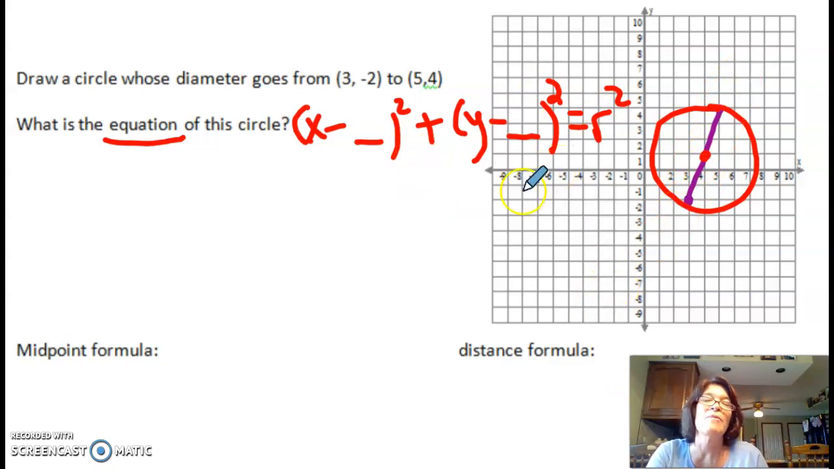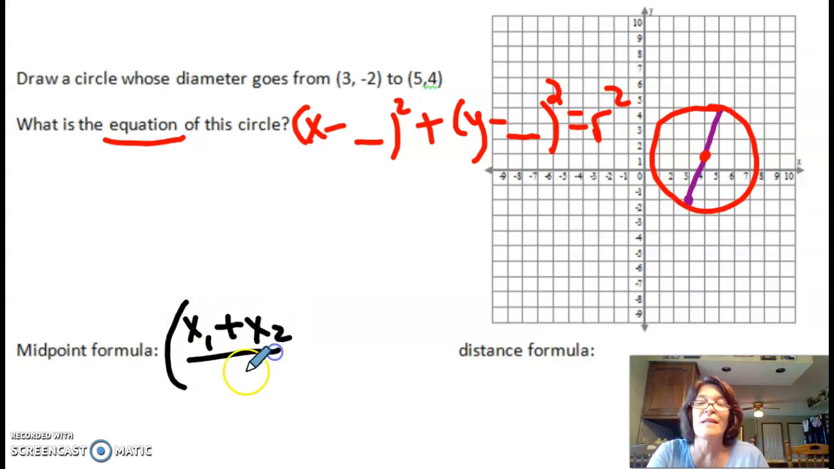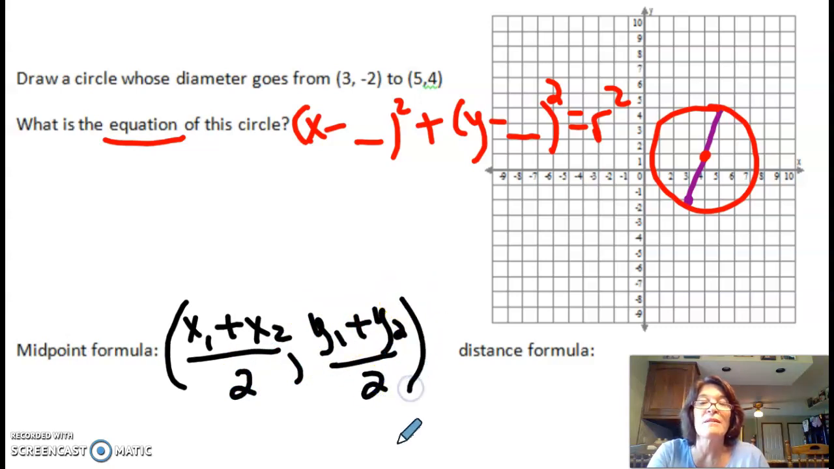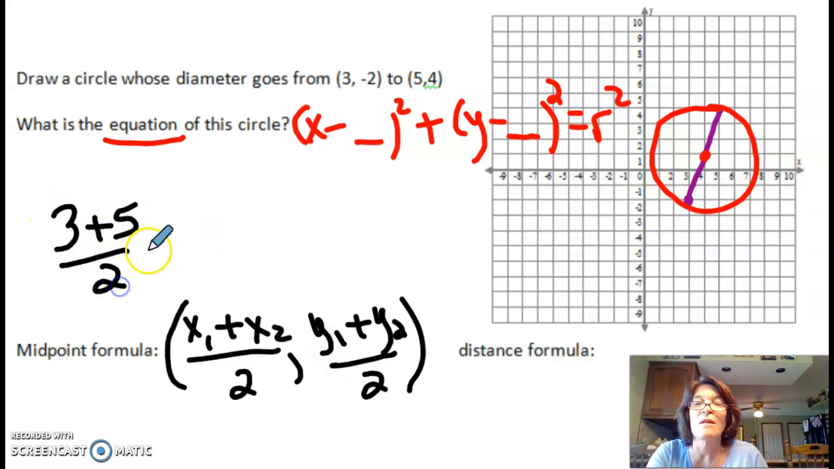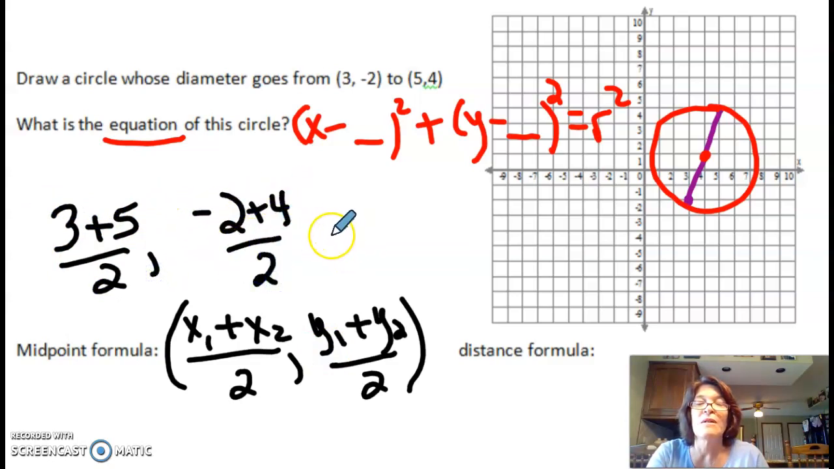So we're going to need a couple more formulas. For the midpoint of two points, you add the 2 x's and cut it in half, and you add the 2 y's and cut it in half. That's your midpoint. So I'm going from 3, -2 to 5, 4. To find the midpoint, I add the x's and divide by 2, and add the y's and divide by 2. And that's going to give me what? 8 over 2 is 4.